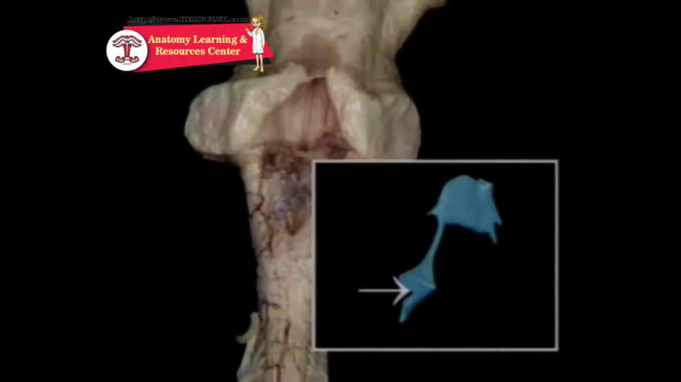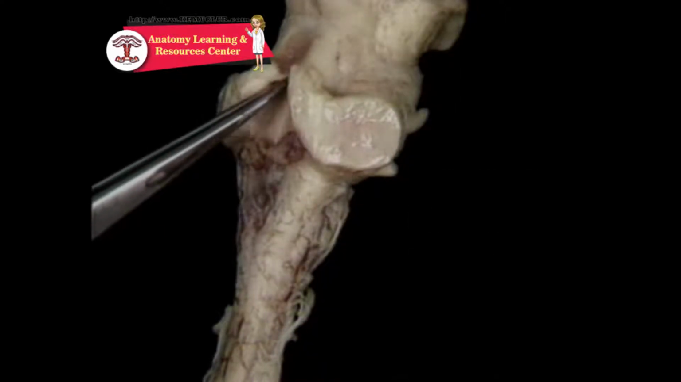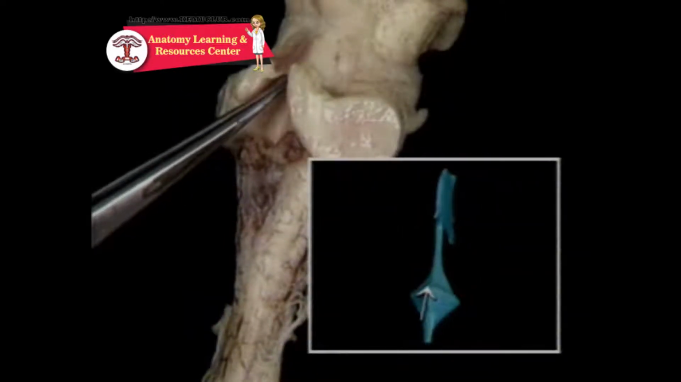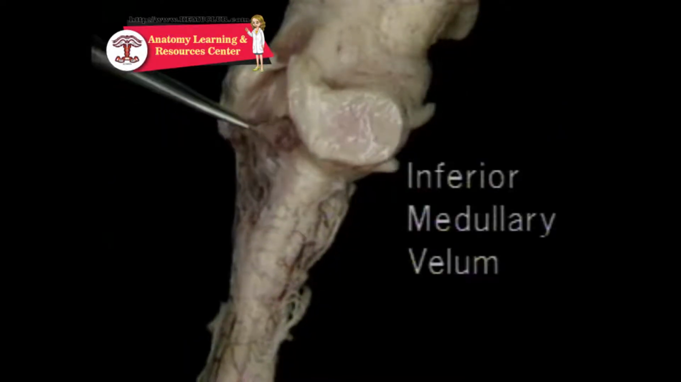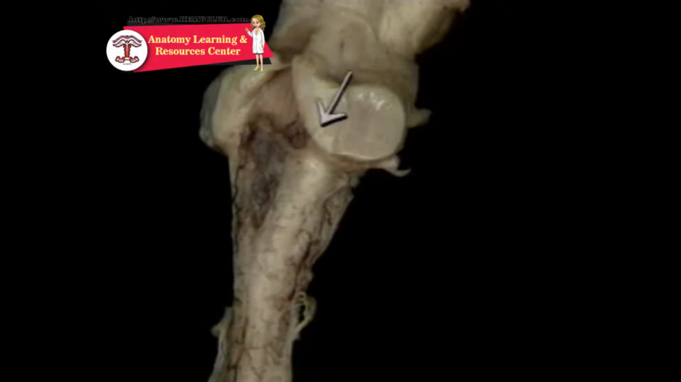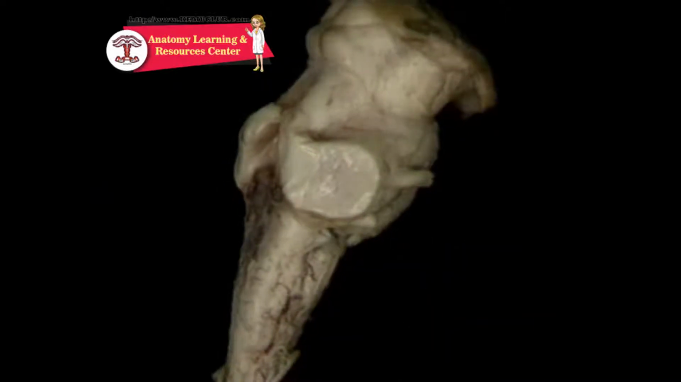On the model, this is the fourth ventricle, this is the floor. This arch of tissue is the superior medullary velum, which forms the roof of this part of the ventricle. This delicate tissue, the inferior medullary velum, forms this part of the roof. This cut surface is the attachment of the cerebellum. It's described as consisting of the superior, middle, and inferior cerebellar peduncles, which are somewhat fused together.